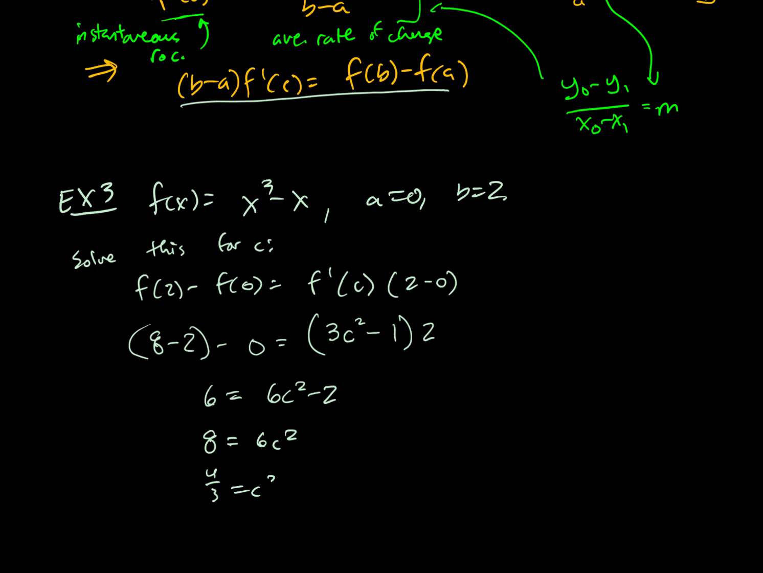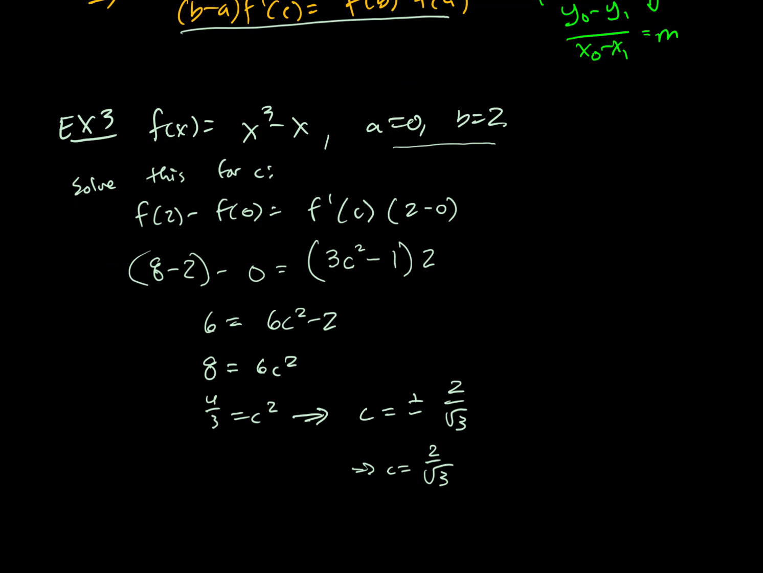So when I take the square root of both sides, remember when I take the square root, I have to put it in plus or minus. I get 2/√3. But remember, I'm only going from 0 to 2, so that means that I have c to be 2/√3. That is the location. This instantaneous rate of change equals the average rate of change.